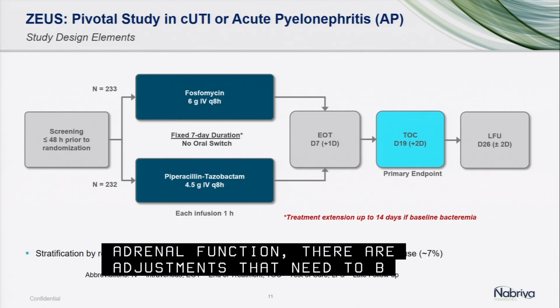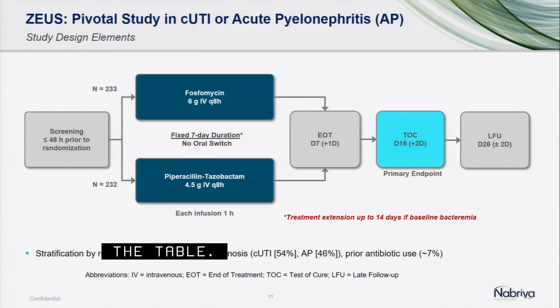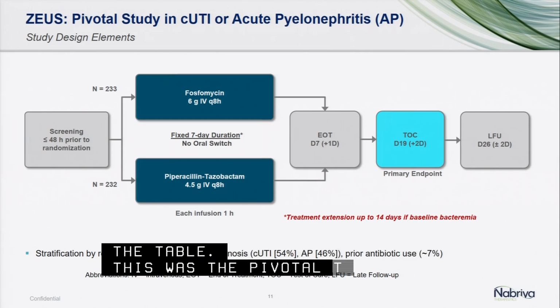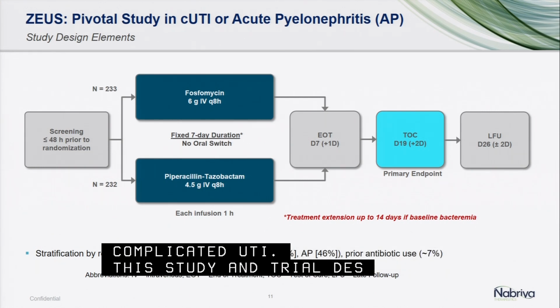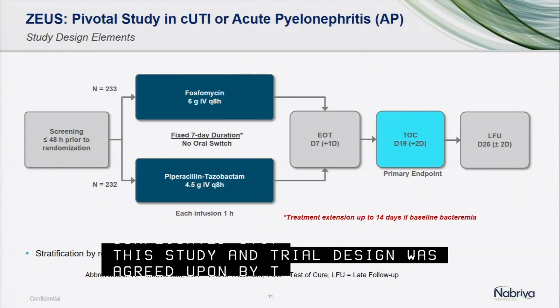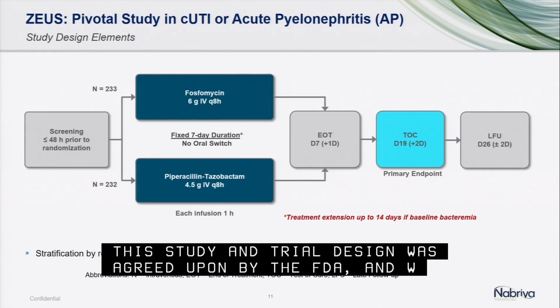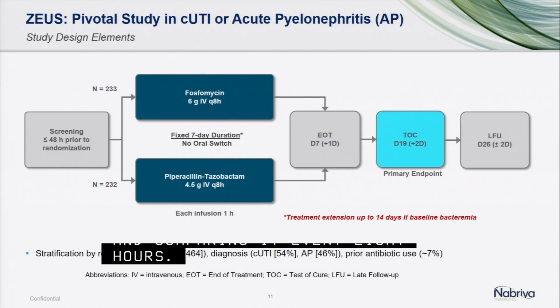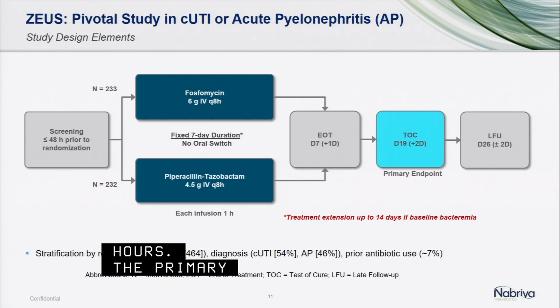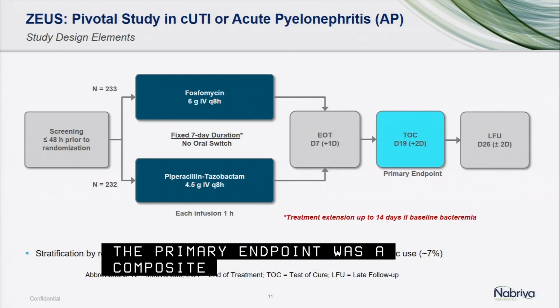ZEUS was the pivotal trial in complicated UTI and acute pyelonephritis. And this trial design was agreed upon with the FDA. It was a double-blind, randomized, prospective study comparing fosfomycin 6 grams IV every 8 hours to piperacillin-tazobactam, which is really the workhorse in the United States for gram-negative infections, at the highest piperacillin dose that is indicated, 4.5 grams, every 8 hours IV. And the primary endpoint was a composite endpoint of both clinical cure and microbiologic eradication at the test of cure, which is around 21 days.